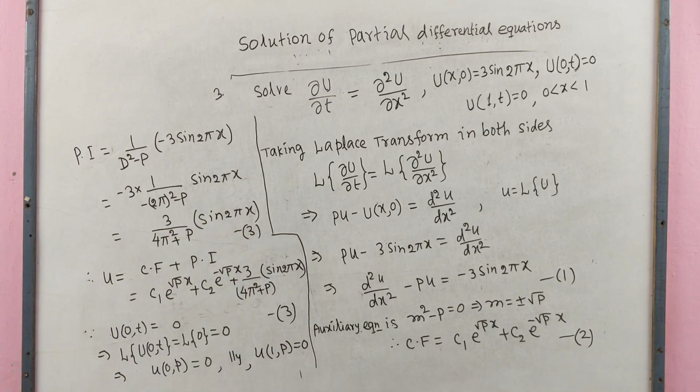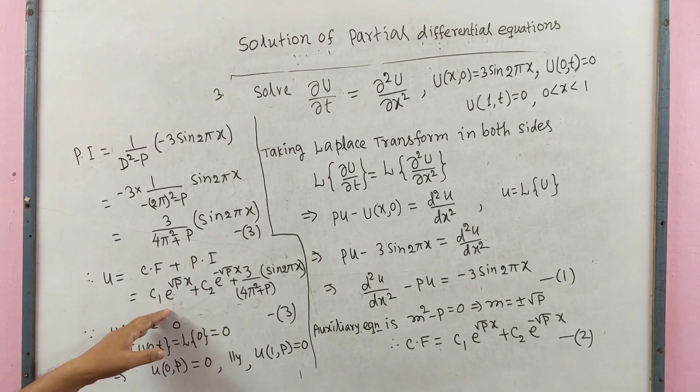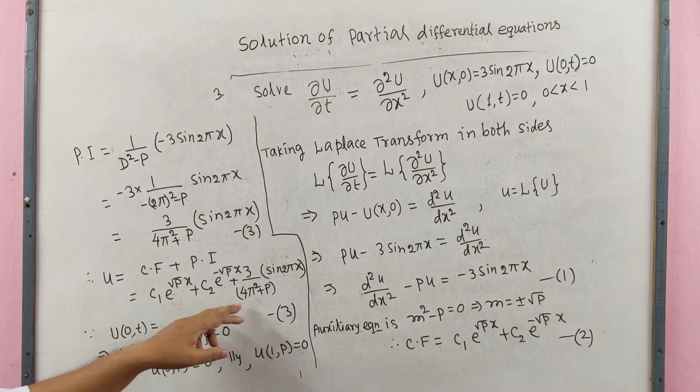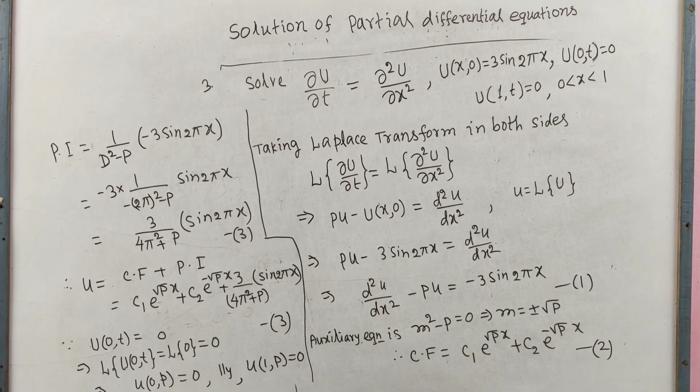So we get the complementary function and particular integral, then u equals complementary function plus particular integral, and we write both. Here this is the complementary function and this is the particular integral.